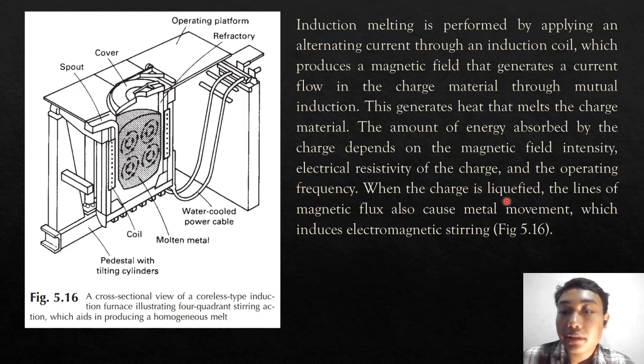When the charge is liquefied, the lines of magnetic flux also cause metal movement, which induces electromagnetic stirring, like Figure 5.16. This is Figure 5.16. A cross-sectional view of a coreless type induction furnace, illustrating the stirring action, which aids in producing a homogeneous melt.